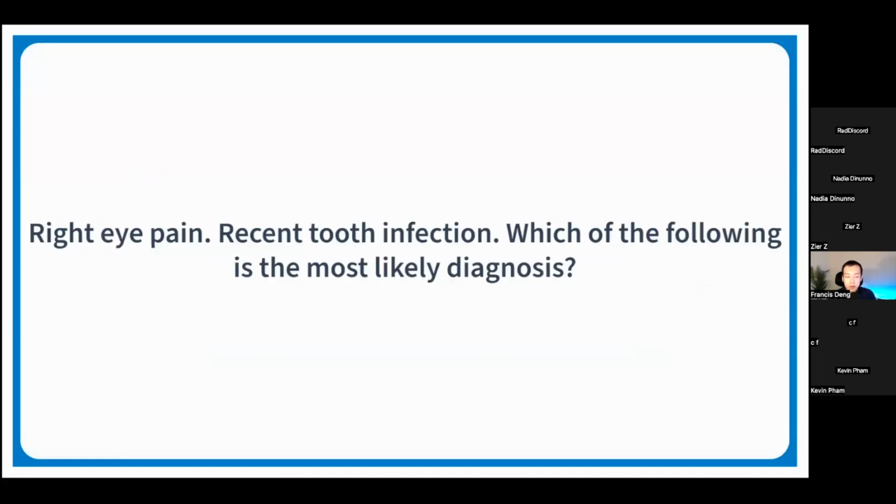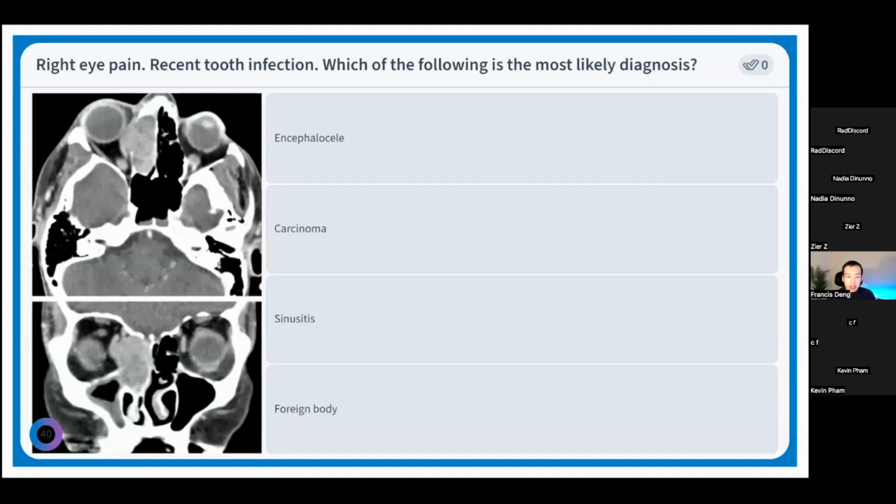Our next patient has right eye pain and a recent tooth infection, which may or may not be related. Which of the following is the most likely diagnosis? This is a CT post-contrast of the sinuses, axial and coronal images.